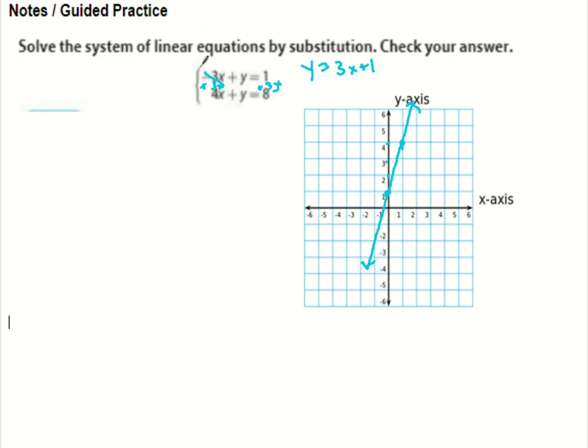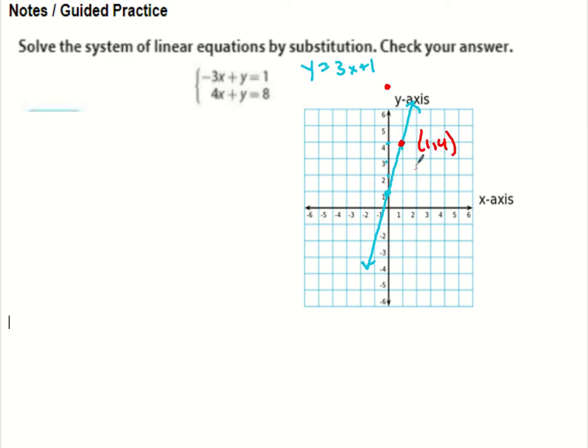Instead, what we're going to do is we are going to worry about the substitution method. The second one, if I graphed it, just so you know, I would have subtracted 4x from both sides. I would have started at positive 8, which is all the way up here. I would have gone down 4, 2, 3, 4, and gone over 1. There's my solution at 1, 4.